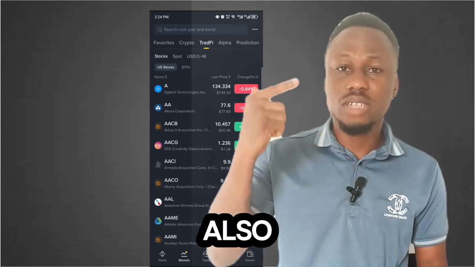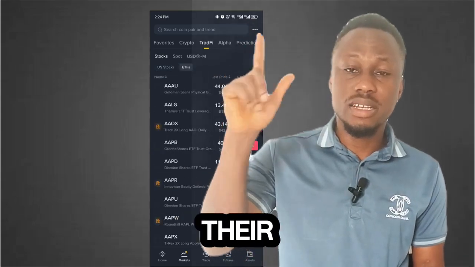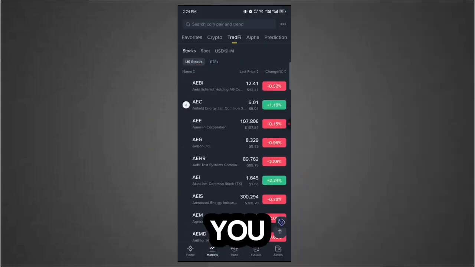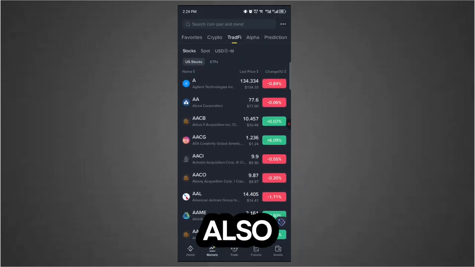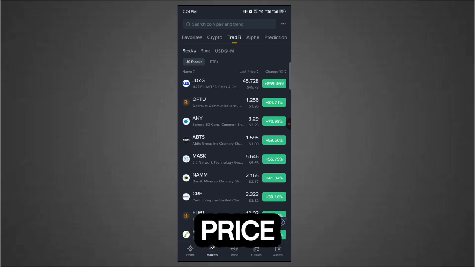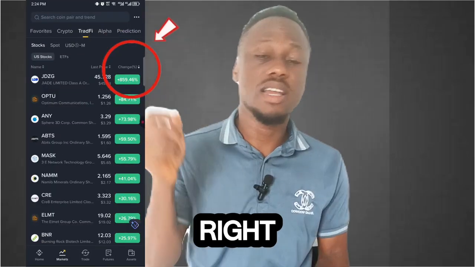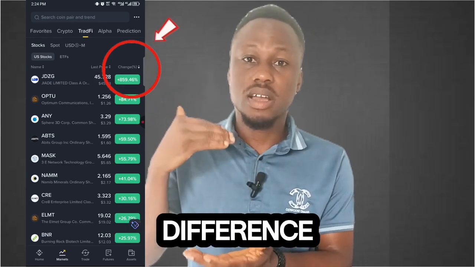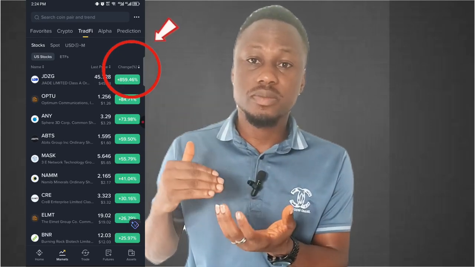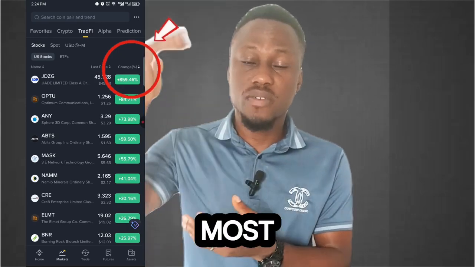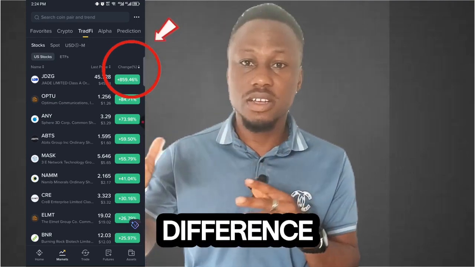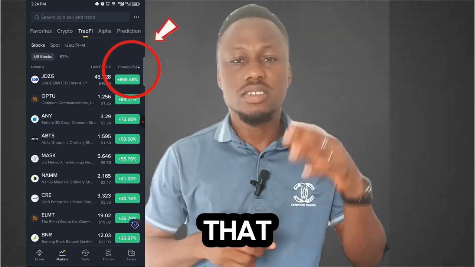Now you can also sort them according to their daily price change by clicking on this button right here. You can select the stocks that you want to buy. You can also filter them by using price changes. This little button right here will sort them based on their price difference, either the most profitable or the most negative price difference for the day.